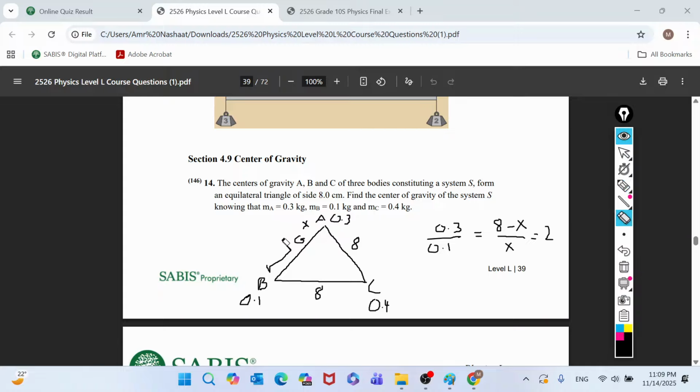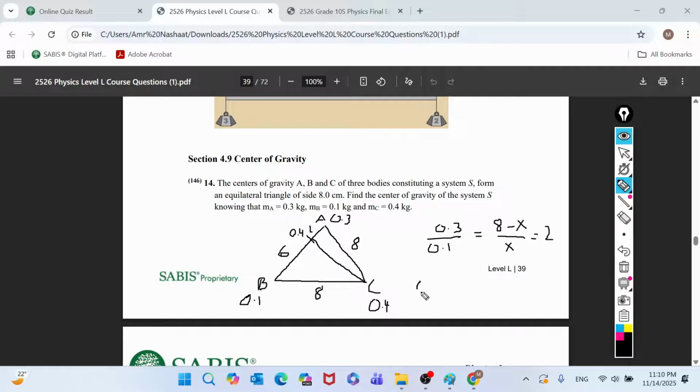Guys, let's erase all of this. So now we know that the center of gravity of A and B is 2 centimeters. I won't write centimeters because there's no space, and the rest is 6. Now the center of gravity of A and B means the force of A and B is concentrated in here, the G, and the mass of A and B is 0.4, because 0.3 plus 0.1.